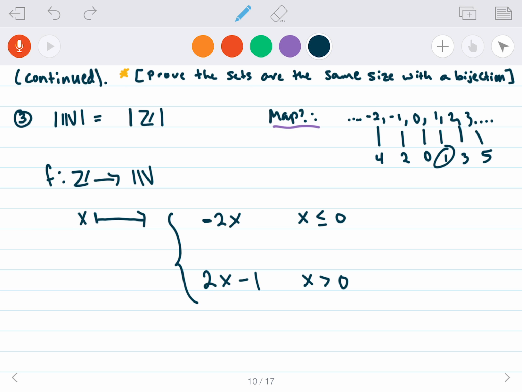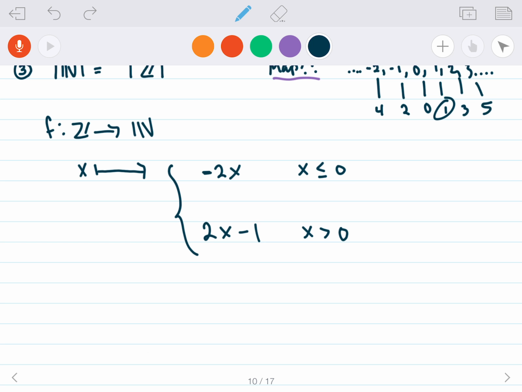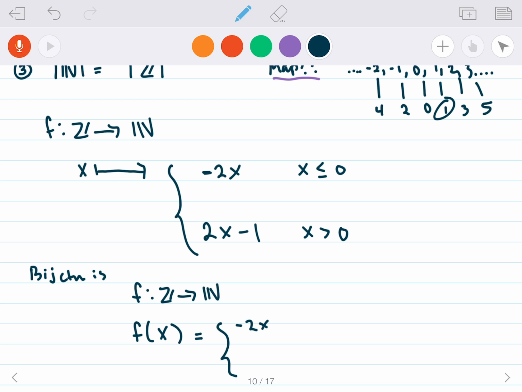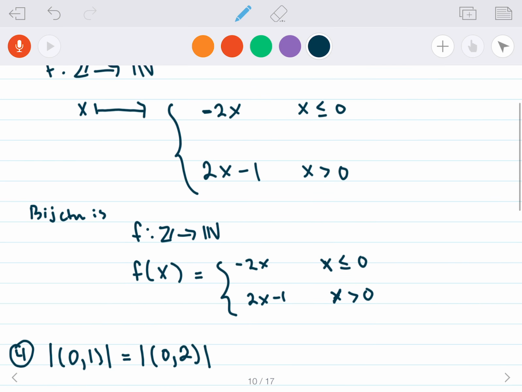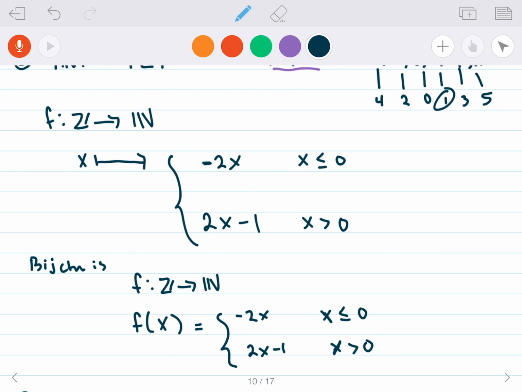So this is my bijection, okay? So the bijection is, we're going from Z to N, and we have f of x is equal to negative 2x for x less than or equal to 0, and 2x minus 1 for x bigger than 0. So I'm never going to be in a situation over here where I'm not a natural number, because I fixed that with the negative sign. Okay, so I want to actually prove that this is a bijection.